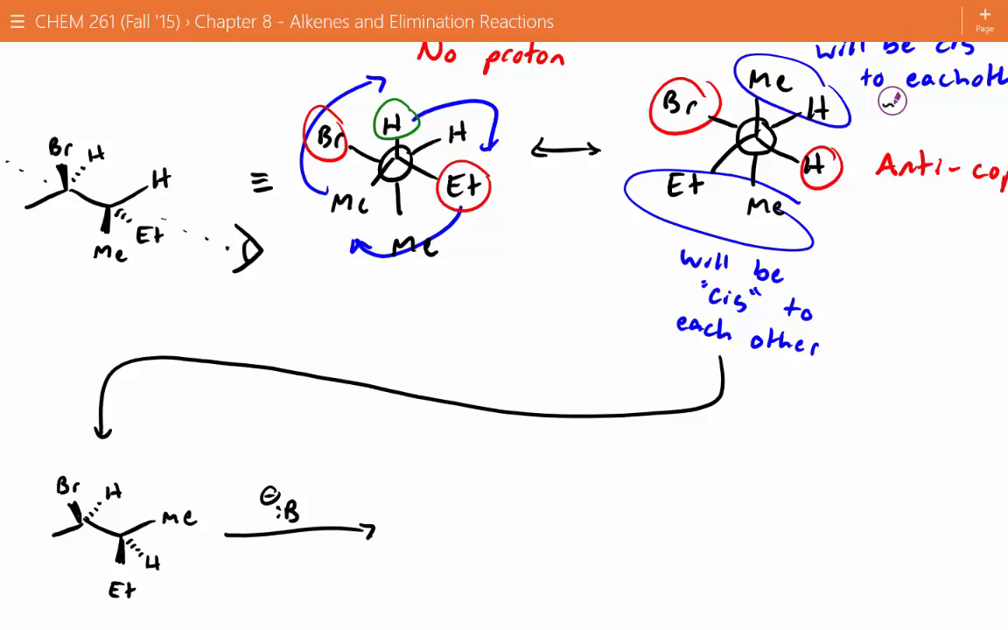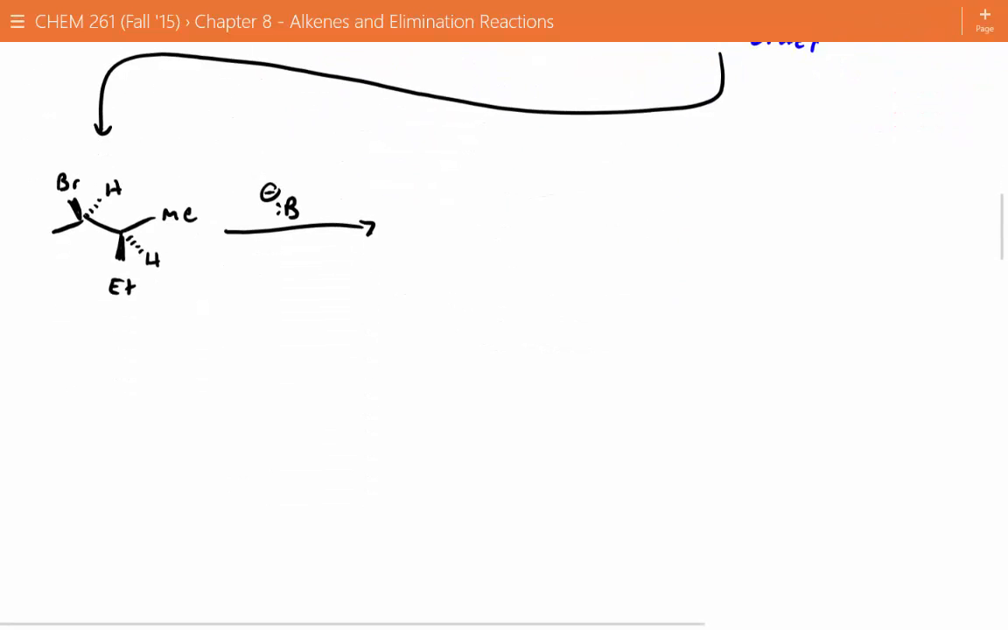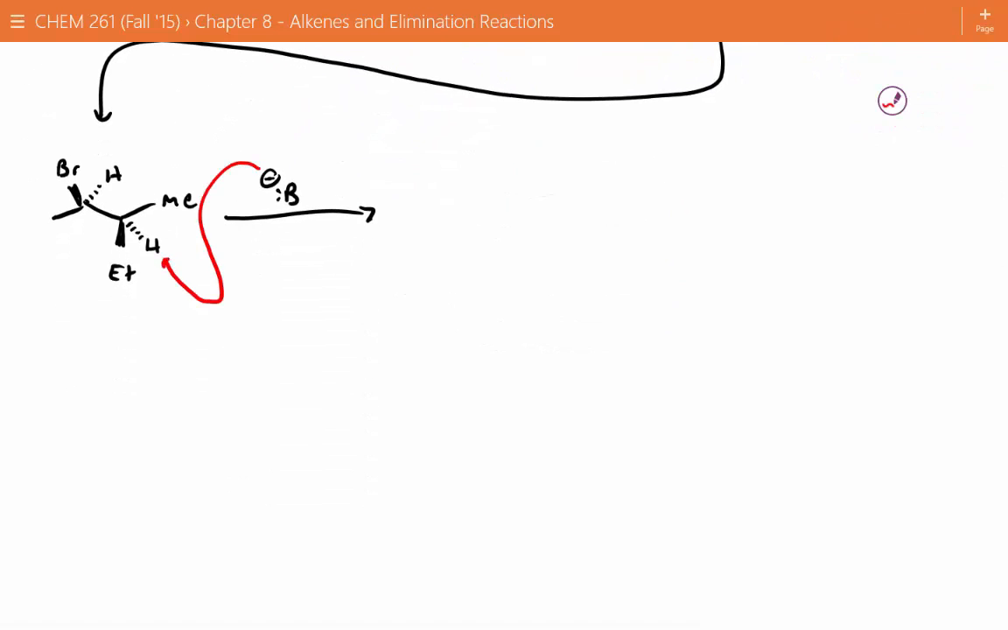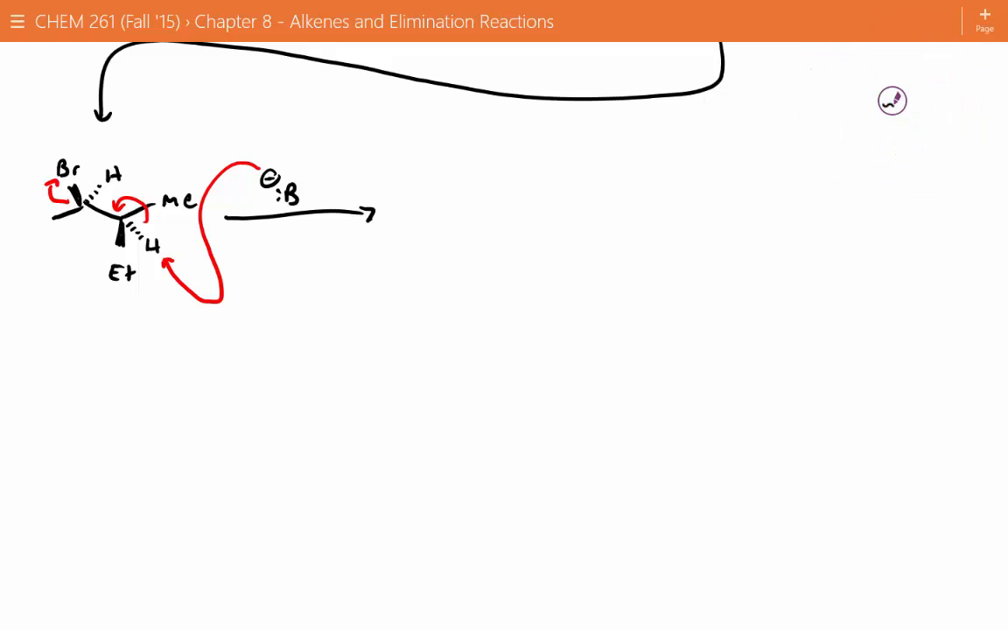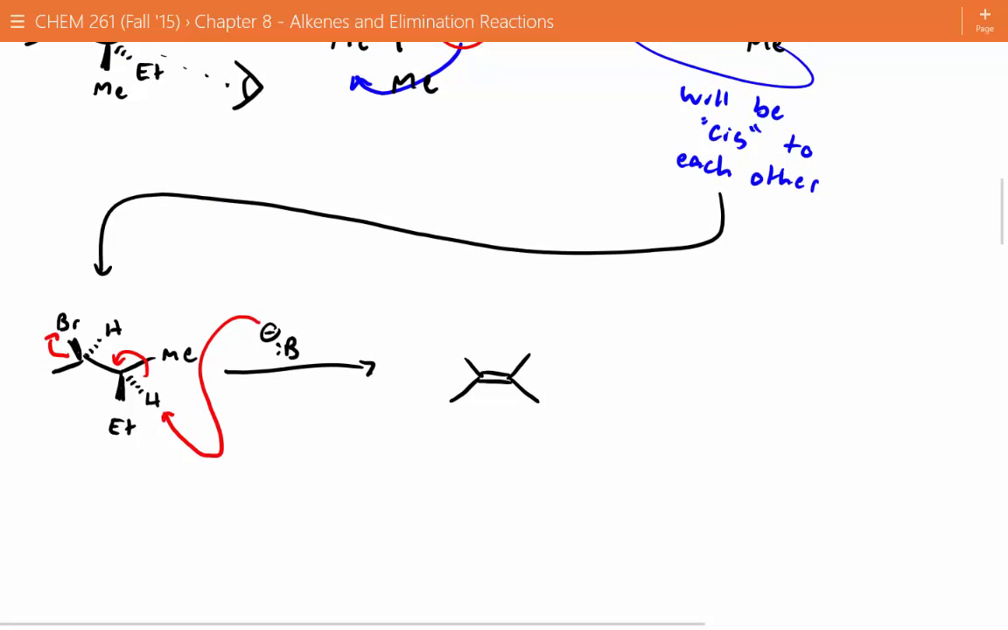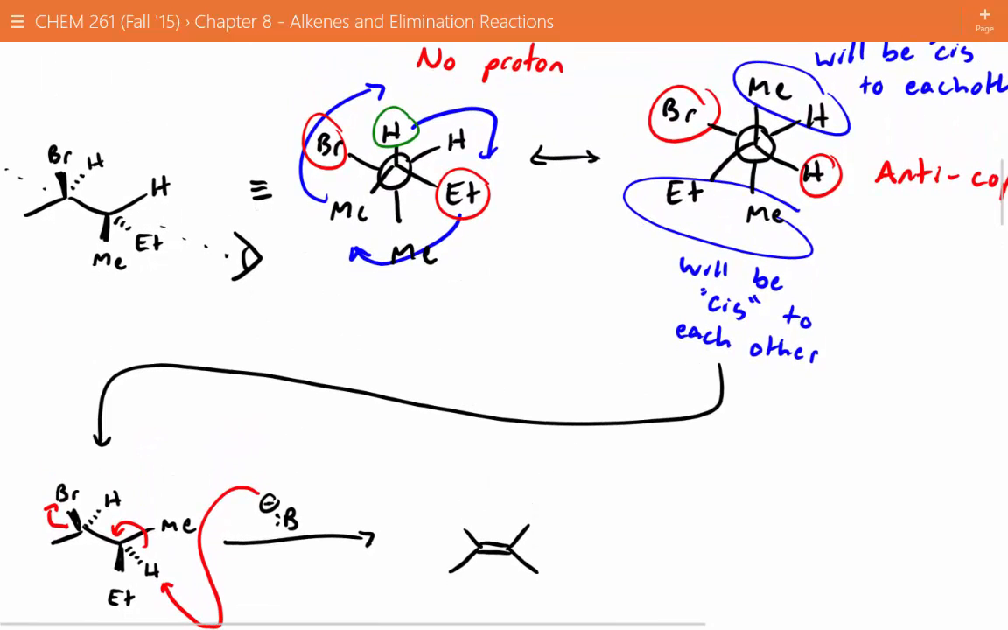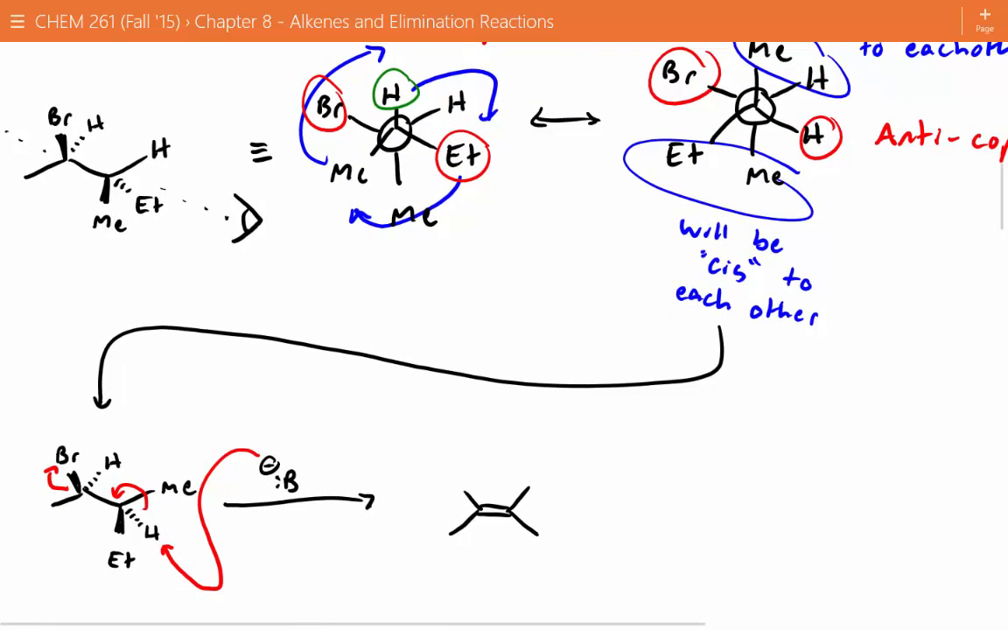So now let's do this with our base. The base is going to go after our anticoplanar proton, which is right here. It's in our beta position. Then we need to clamp down and eject off our bromine. And when we look at our final product, we said that our methyl group on the back carbon is going to be cis to the ethyl group. So we'll put the methyl group here for our back carbon. It's going to be cis to our ethyl group. And then for our front carbon, our hydrogen is going to be cis to our methyl group.